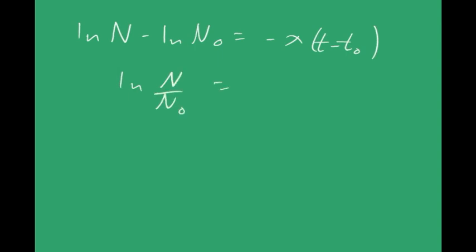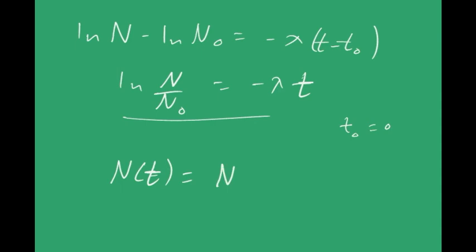That integration is going to give me ln N minus ln N naught is equal to minus lambda times (t minus t naught), that is the time interval. Okay, the same thing can be written as ln N by N naught is equal to minus lambda t, if my t naught is 0. I am saying that my initial time is 0. I am starting with t naught equal to 0. That is, t is nothing but the amount of time. Hence, this equation can now be written as N of t is equal to N naught e power minus lambda t.